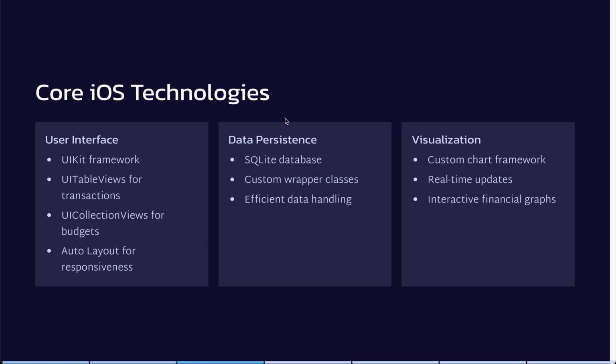Hi, my name is Tom. I'm going to present the iOS technologies that we use in our app. To build the Expense Manager app, we use a few key iOS tools and frameworks. For the UI, we use UIKit. We build the transaction list with UITableView and use UICollectionView for showing budget categories. Also, Auto Layout helps us make sure the app looks good and works well with different screen sizes.